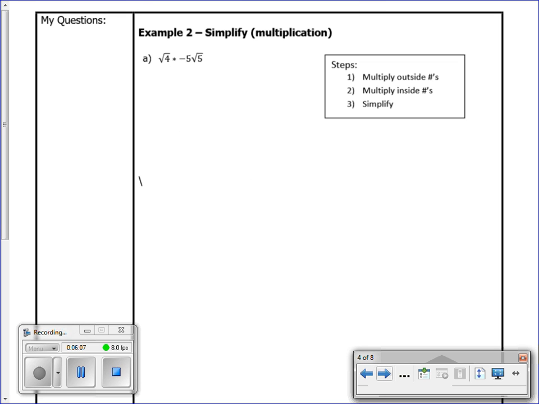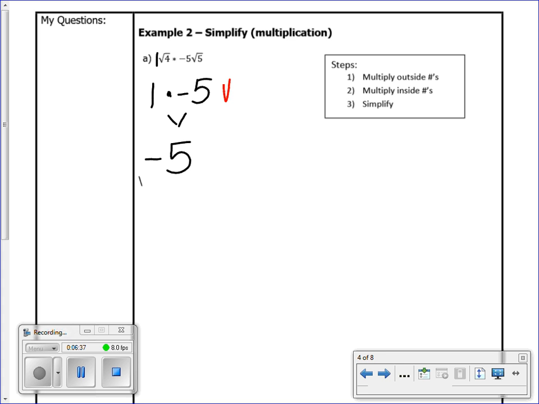Moving along, we now have multiplication. Multiplication is even easier. In order to do multiplication, you want to multiply the outside numbers, multiply the inside numbers, and then you simplify. So, our outside numbers for our first radical is 1 times the outside number of the second radical, which is negative 5.